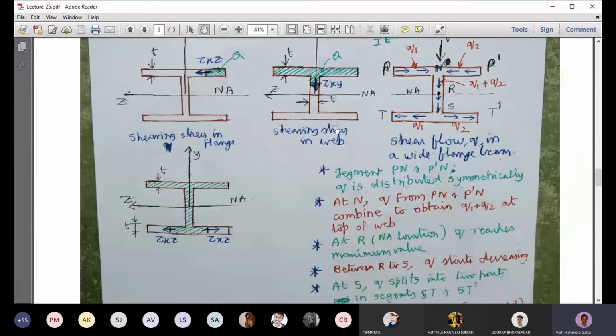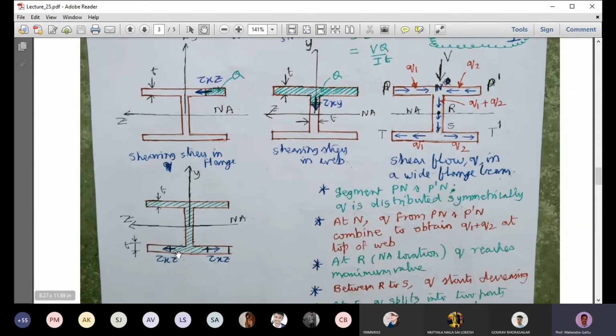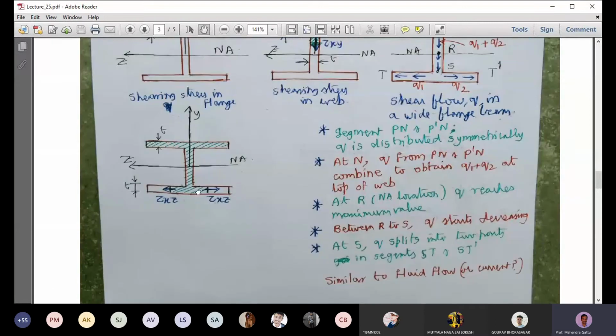Okay, so you just have to look at this and think that this tau Gx is there and tau Xg is acting like this. Here the tau Xg is acting like this. It's acting in the same leftward direction, but it happens to be away from the vertical plane of symmetry. Similarly, on the other portion, the tau Xg will act like this, and it is acting away from the plane of symmetry.